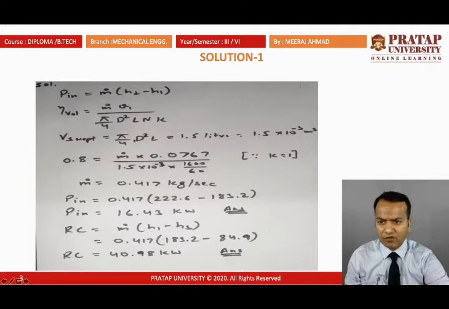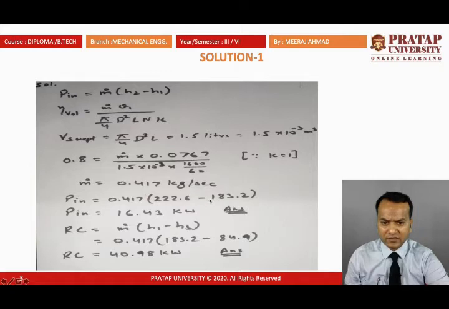So put the values of swept volume, specific volume and efficiency in the volumetric efficiency formula. 0.8 equals mass flow rate into 0.0767 divided by 1.5 into 10 to the power minus 3 meter cube into the value of N. The value of N is given in rpm, per minute, but you have to change it into per second, because all units must be in seconds. From that formula you find the mass flow rate, which is 0.417 kg per second.